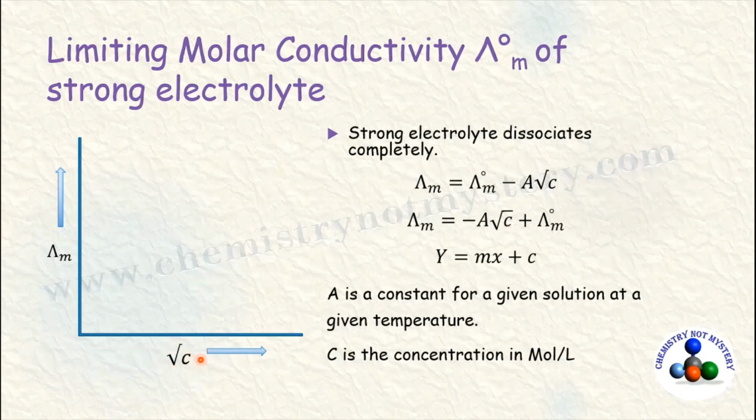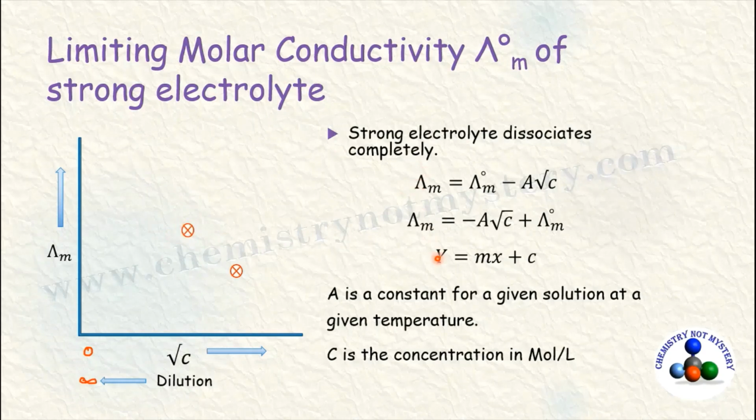As concentration increases in this direction, dilution will increase in the opposite direction. If we keep on increasing the dilution, it reaches infinite value. And at the time of infinite dilution, concentration will become 0. For a certain value of concentration, you will get molar conductivity of a strong electrolyte at this point. But when you increase the dilution, you will get a higher value for lambda m.